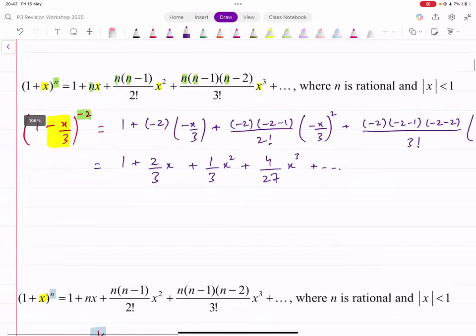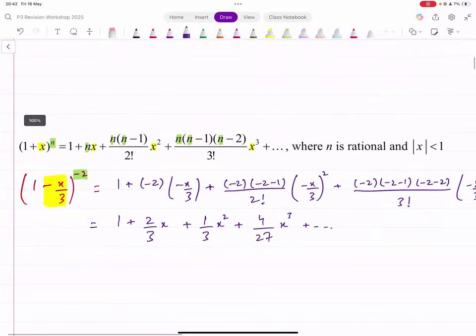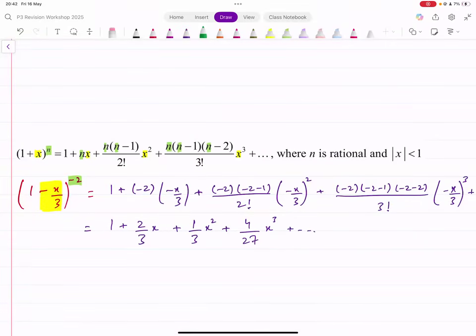Let's take this example, 1 minus x over 3. Now, in this case, inside the bracket, in place of x, we have minus x over 3. So what we're going to do now is, in place of x in the formula, we would write minus x over 3, right? The formula has plus, this has minus. So that means in place of x, you have to put minus x over 3. Then just input values in the formula.